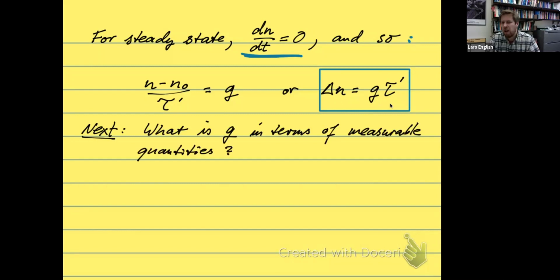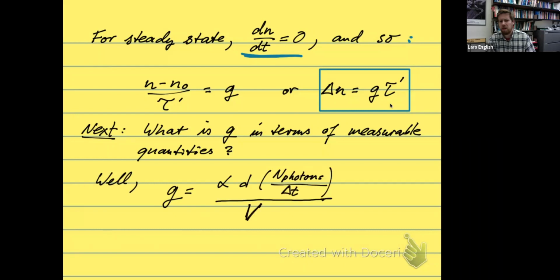So again, we're not anywhere near measurable quantities yet. So we have to chase it down further. What is G in terms of something that we might be able to measure? G right now just has the meaning of a rate of production of electron hole pairs. And since light produces it, it must have to do with how much light is incident on the silicon crystal.